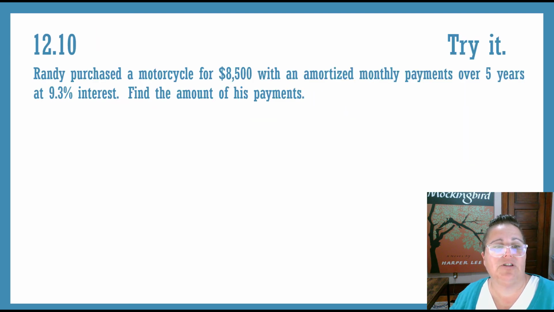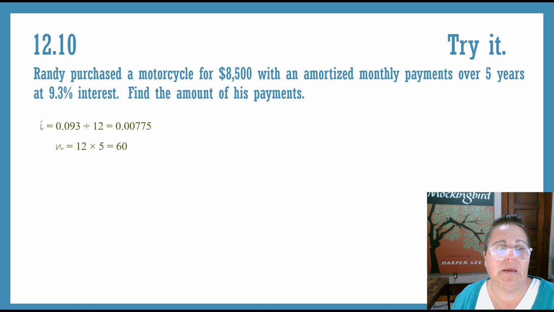All right. Randy purchases a motorcycle for $8,500 with amortized monthly payments over 5 years at 9.3% interest. We want to find the amount of his payments. His interest rate is 9.3%. I'm going to use the formula. So I'm going to do 0.093, and I'm going to divide that by 12. That's going to get me 0.00775. That's its interest rate per period.